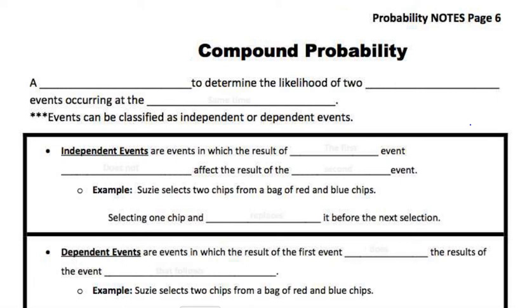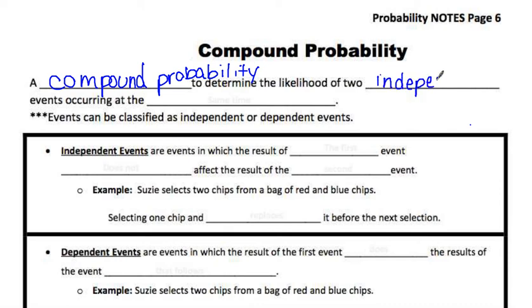In this video, we'll be reviewing compound probability. So a compound probability is to determine the likelihood of two independent or dependent events occurring at the same time.